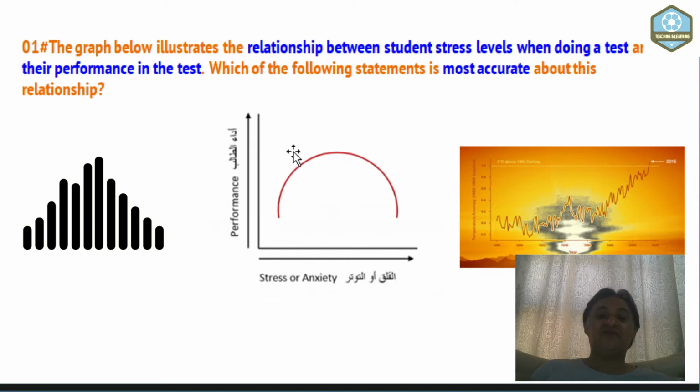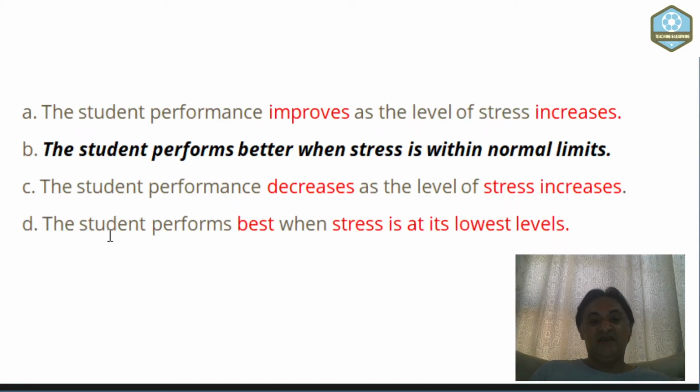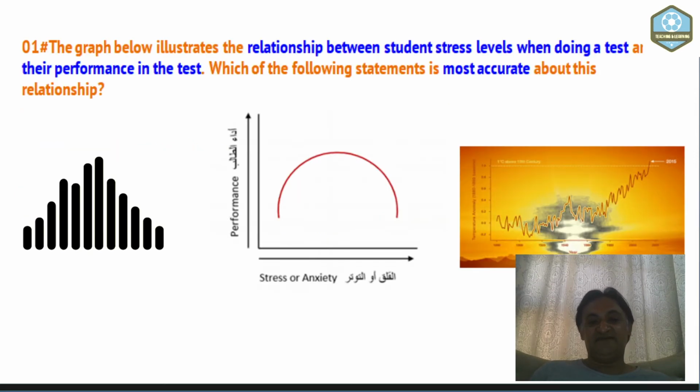Okay, if it is increasing, that will show the increase, but that will not show the normal limit of the stress. Now the second option says the students perform best when stress is at the lowest level. Now check: if it is at the lowest level, the performance is also low, right? These are the two lowest points.